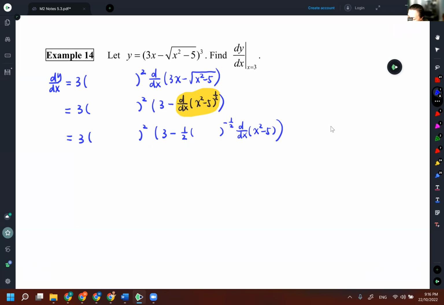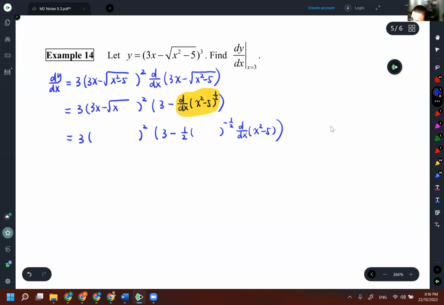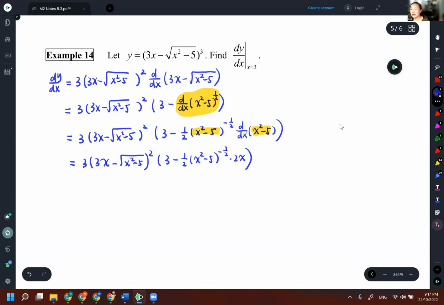Now I fill in this one. This one is 3x minus this. And this one is x squared minus 5. Okay, there's another chain rule here, you see. And then now I'm done with differentiation. Oh, I'm not done. One more step, and I'm done. Minus this. Wow. Then 3 minus 1/2 (x squared minus 5) to the negative 1/2, and this one is 2x. Okay, and then I'm done. There is no d/dx anymore. I'm done. Now I simplify.